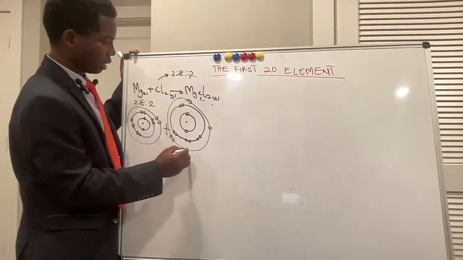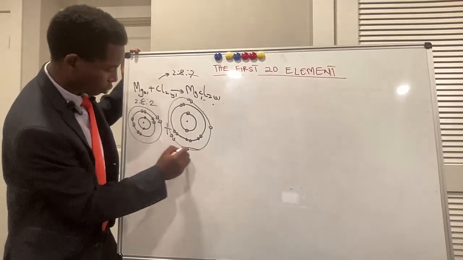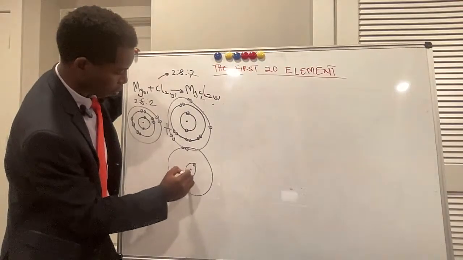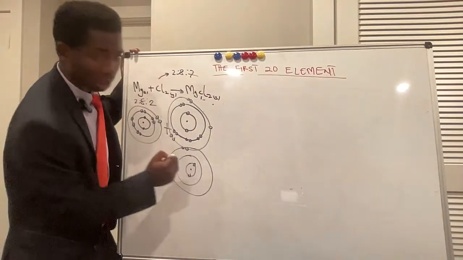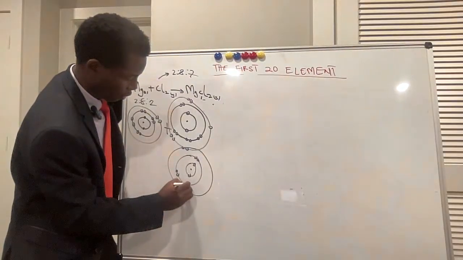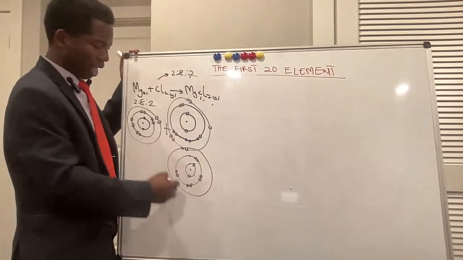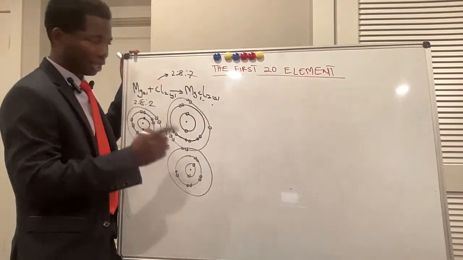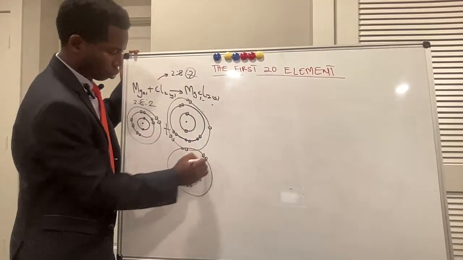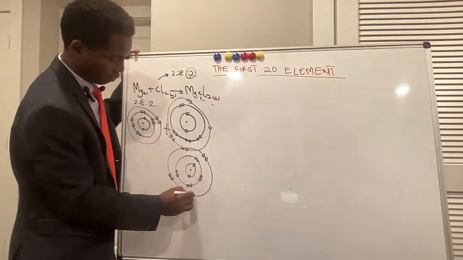We should not forget it combines with another chlorine. The first shell takes the maximum of 2. The second shell takes the maximum of 8. 1, 2, 3, 4, 5, 6, 7, 8. Now the last shell takes the maximum of 8, but it has 7. It has 7. So 1, 2, 3, 4, 5, 6, 7.